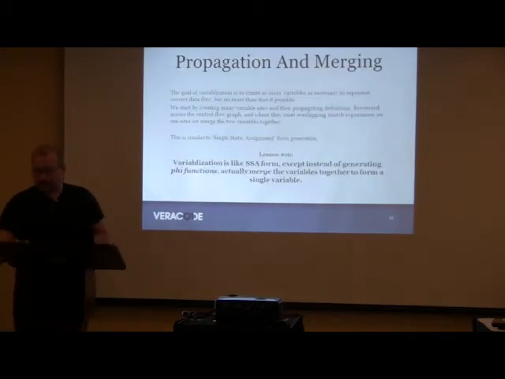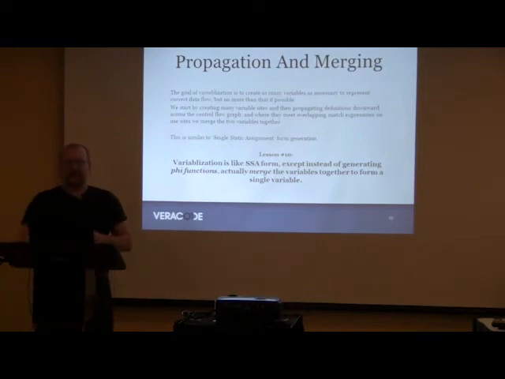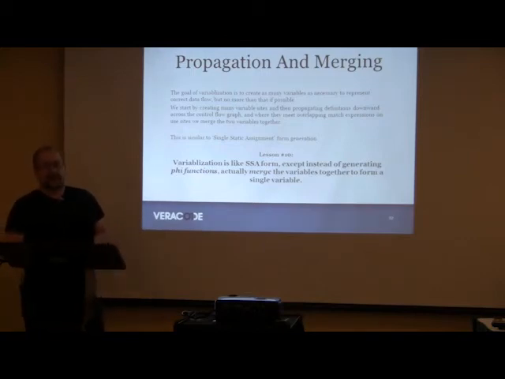Propagation and merging. The goal of variabilization is to create as many variables as necessary to represent correct data flow, but no more than that if possible. We start by creating many variable sites and then propagating definitions downward through the control flow graph, where they meet overlapping match expressions on use sites. Then we merge the two variables together. This is similar to single static assignment form. But instead of that, we actually have a thing called single constant assignment form.